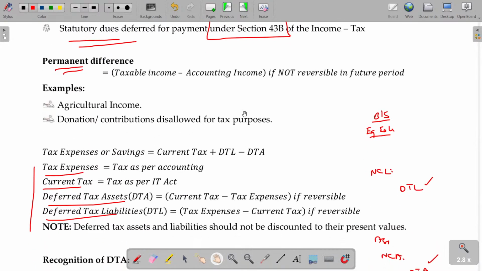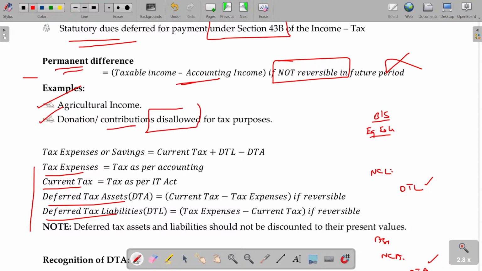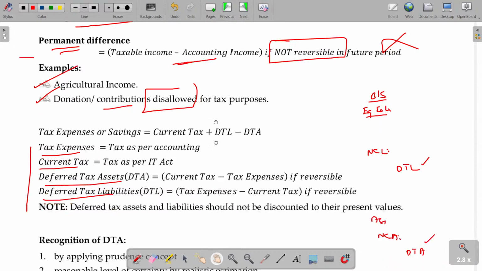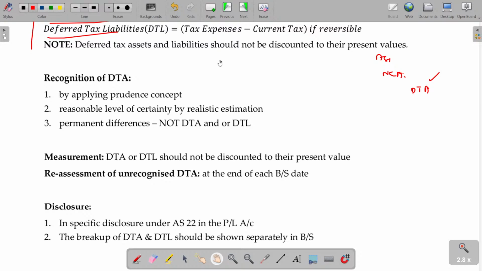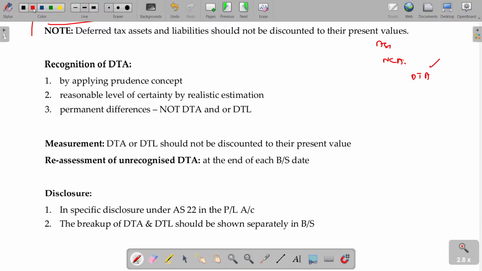In case there is a difference between taxable income and accounting income, but the difference is not reversible in a future period, then you will not care about that. For example, agricultural income, donations and contributions disallowed for tax purposes. Anything not allowed for taxation purposes is removed. Due to that, if there is any difference, it cannot be recovered or reversed, so it will be skipped. That's all. The topic is over.